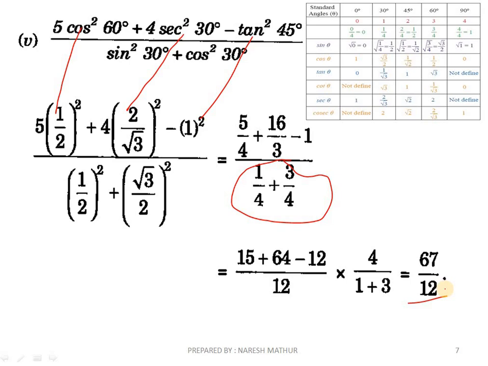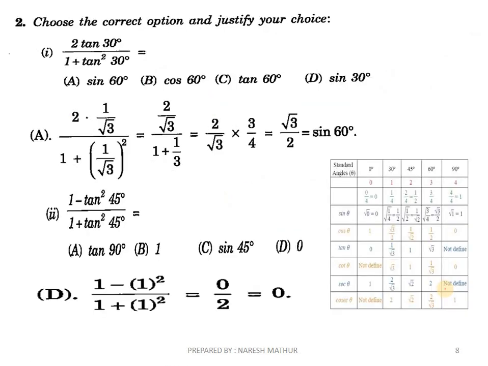I hope you get this concept. It's simple. We just need to learn those values, right? Now we need to choose the correct option and we need to justify it also. We are given 2 tan 30 upon 1 plus tan square 30 is equals to what?